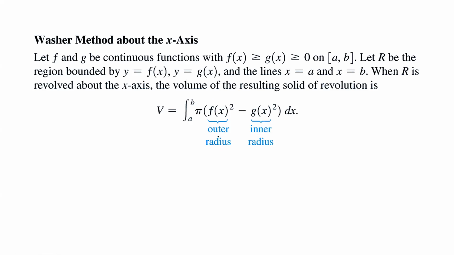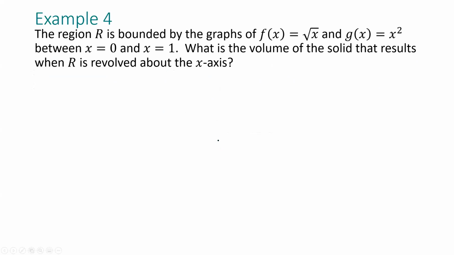Okay. But here, maybe we can just set this one up and then we'll finish it up next time. So it says, the region R is bounded by the graphs of f of x equals the square root of x and g of x equals x squared between 0 and 1, what is the volume of the solid that results when R is revolved about the x-axis?